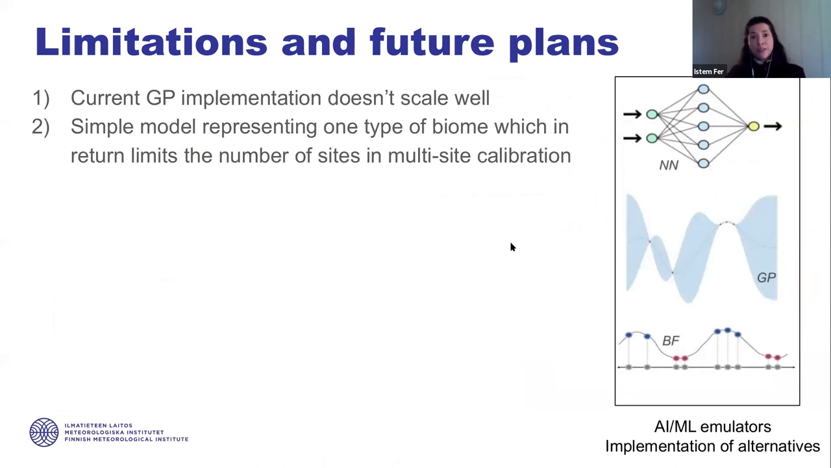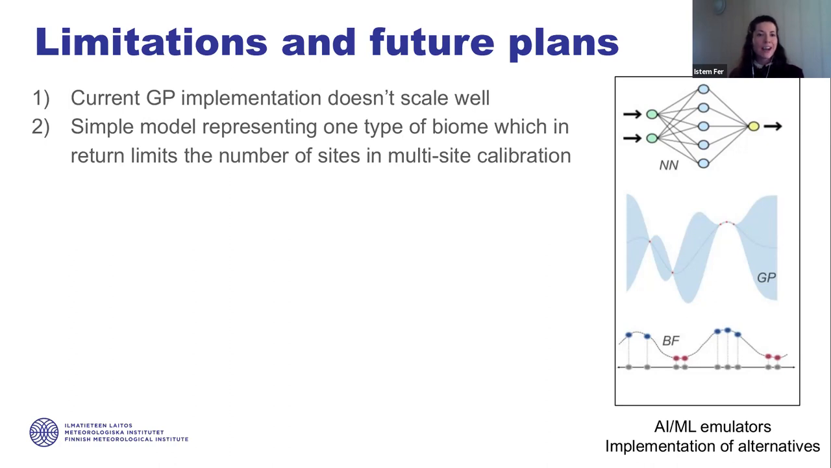So I have already mentioned some of the shortcomings that I have experienced so far. For example, as the Gaussian process implementation that I use doesn't scale well, I had to target fewer parameters in the calibration than I would like to. So I had to stick to a certain biome type in the hierarchical multi-site calibration, for example, because more PFTs mean more parameters to calibrate. And that in return limited the number of sites that I used in the hierarchical calibration. And it was a pity because the information content in these global parameters in the hierarchical calibration was primarily controlled by the number of sites that went into the calibration, not by the amount of data that was available within a site.